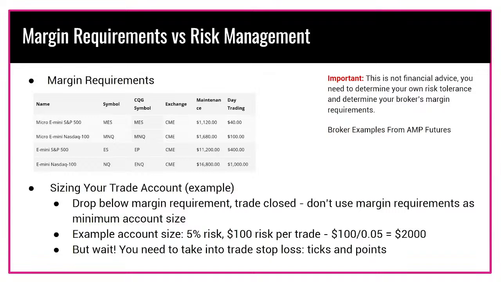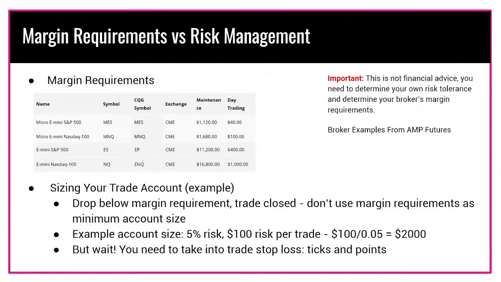In this chart, you can also see both micros, labeled MES and MNQ, as well as the minis, ES and NQ. Again, micros being 1/10 the risk size of a mini contract. As such, the margin requirements for the MES and MNQ are 1/10 that of the ES and NQ mini contracts. One thing to note is that if you drop below the margin requirements, then your trade will be closed. So do not use these margin requirement numbers as the amount you should have in your account.